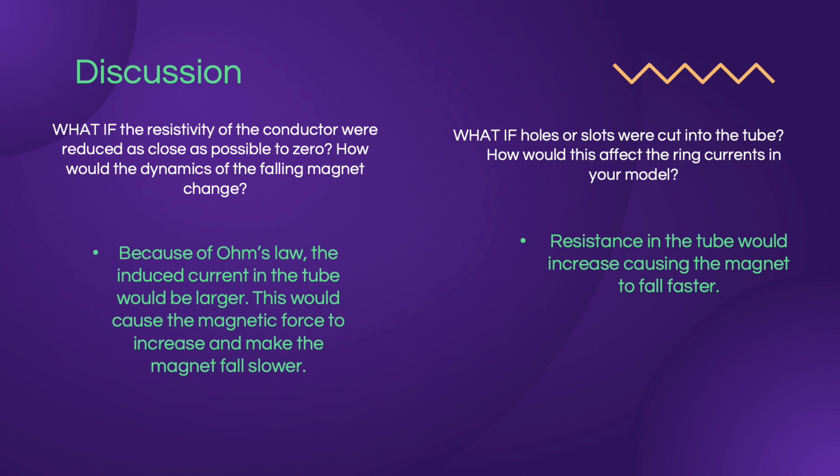Another discussion question. What if holes or slots were cut into the tube? How would this affect the ring currents in your model? Resistance in the tube would increase, causing the magnet to fall faster.